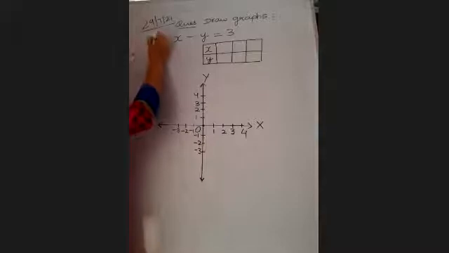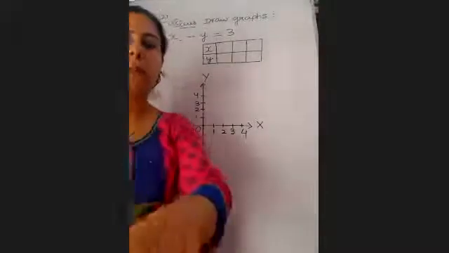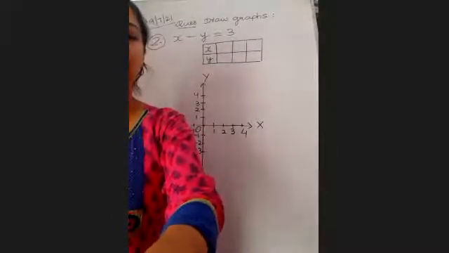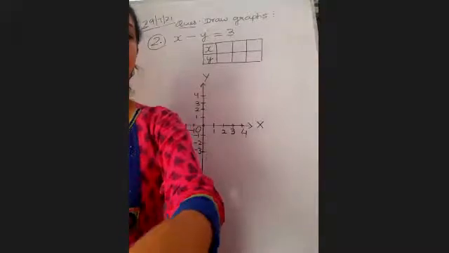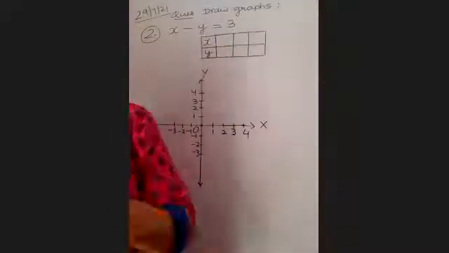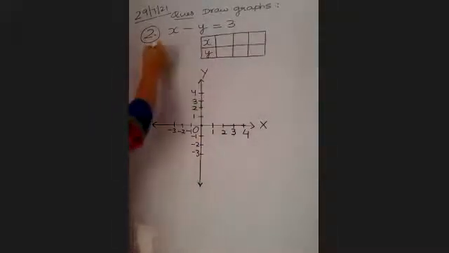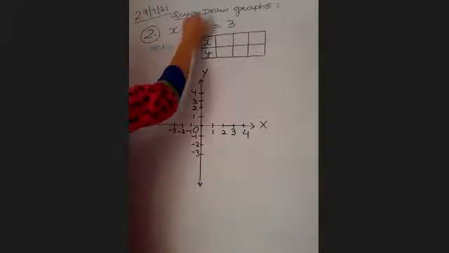The first one was x plus y is equal to 3. Let us take the second question as x minus y equal to 3, children. Again, the very first step would be to calculate the points carefully. I would advise you here, x minus y equal to 3, you may please write it as x is equal to, take y that side.